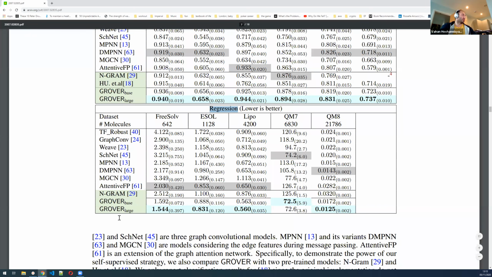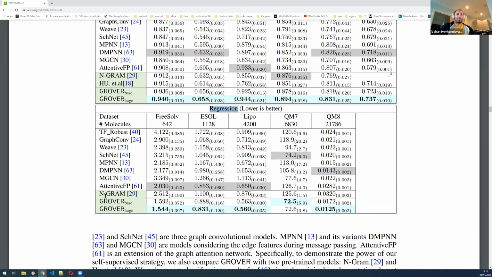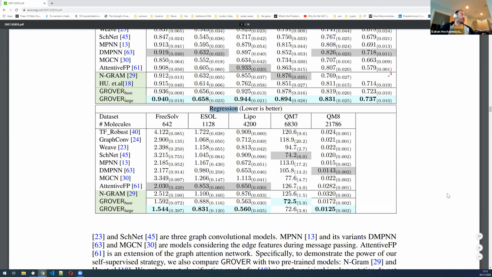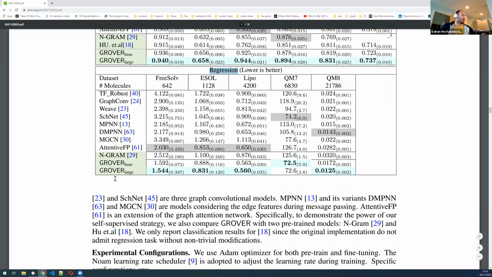Similar algorithms. They don't cover Hu et al. for regression, because they said the publicly available code doesn't support it, and it was too much work to adopt it, so they didn't do it. Fine, fair enough. But again, the large model outperforms all of them.